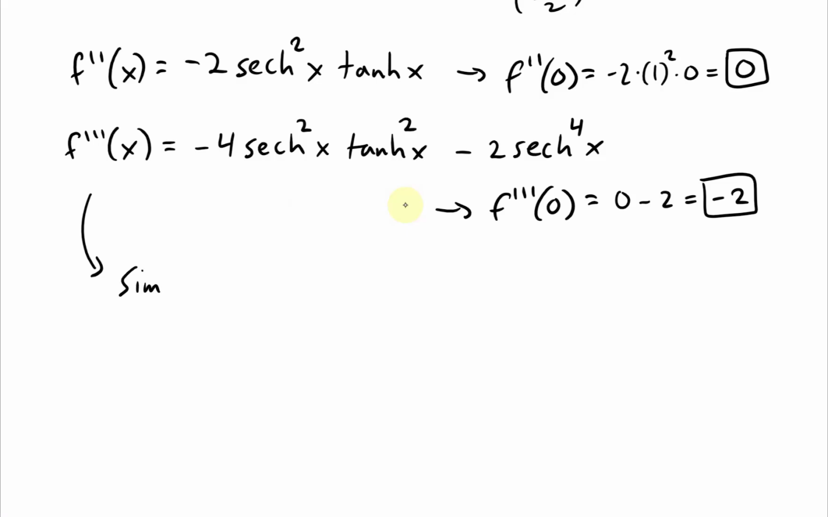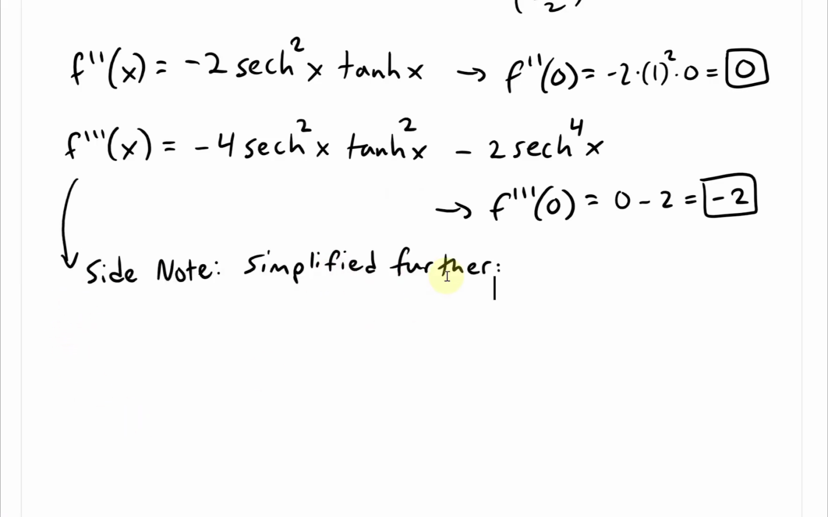let's write simplified further. I'll just put a side note, because it's not necessary. Simplified further by just some more algebra and using the identity. So what we could do is fix up this writing over there. So now what we could do is take out this negative 2.